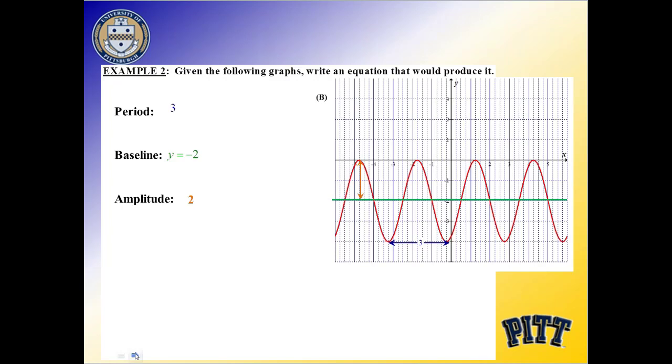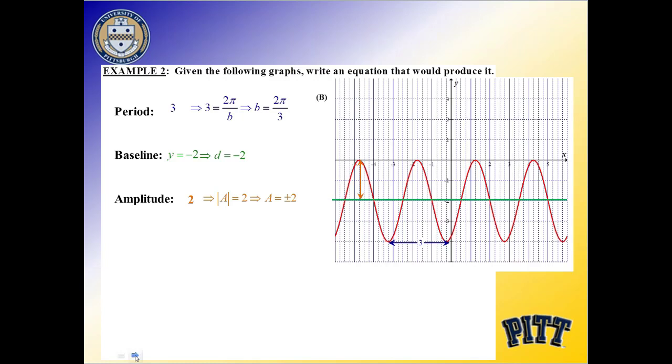So again, now knowing these, that means that the period is 3. That means that B had to be 2 pi over 3 to get that as a period. The baseline, or D, is going to be at -2. A, again, is going to be positive or -2, depending on what I choose to be my phase shift.